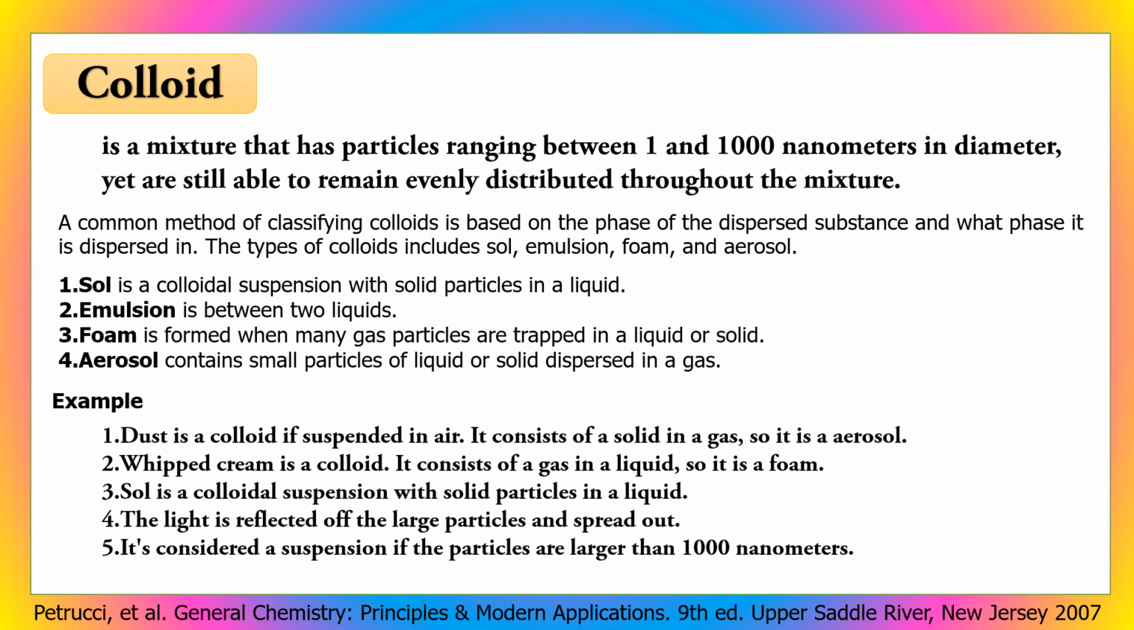Sol is a colloidal suspension with solid particles in a liquid. There is a special property a colloid exhibits, and that is the Tyndall effect. The light is reflected off the large particles and spread out. That is the Tyndall effect. Now, if the particles are larger than 1000 nanometers, that is not a colloid anymore. That is what we call a suspension.